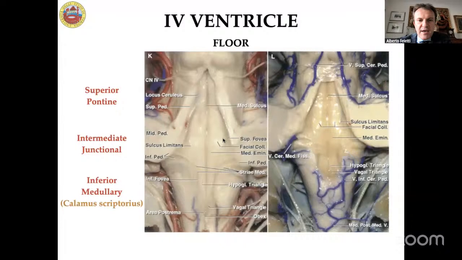And as you can see, these eminences, the median eminences, at some points have some enlargements, like this part. We are talking about the facial colliculi, of course, but also down here we have the two triangles, the hypoglossal triangle, and down here the vagal triangle. And laterally to these median eminences, we can find another sulcus, which is the sulcus limitans. And also here we can find some specialized areas like the inferior and the superior fovea and the locus ceruleus, which is the area of our brain producing norepinephrine.